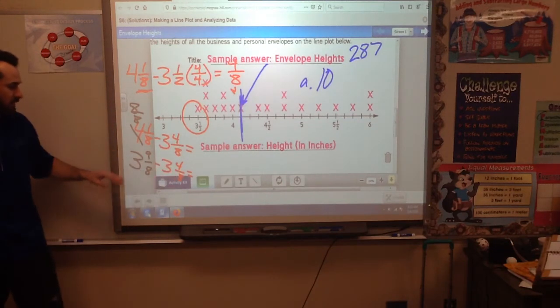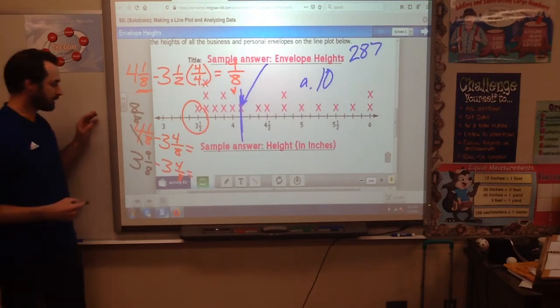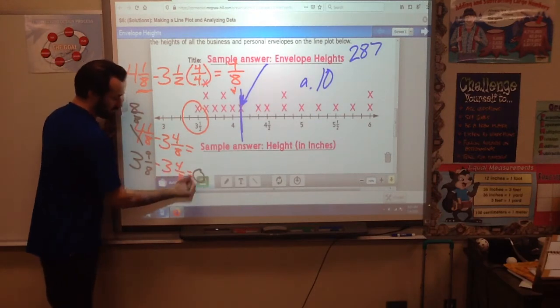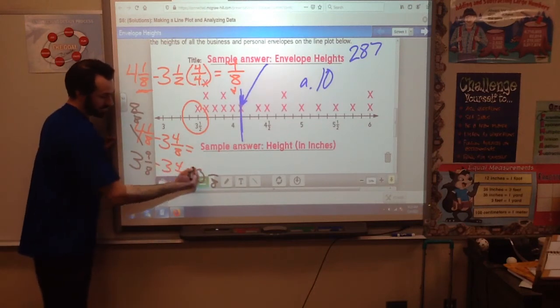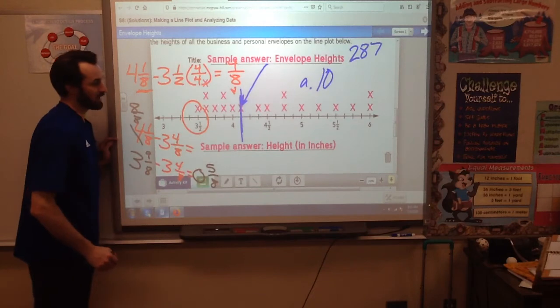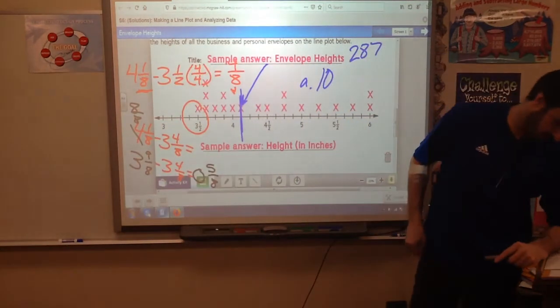Now you can do this one. 9/8 minus 4/8, 3 minus 3. Go ahead and try that. 3 minus 3 is 0. We're going to have eighths. 9 minus 4 is 5. So your answer for letter C should be 5/8.